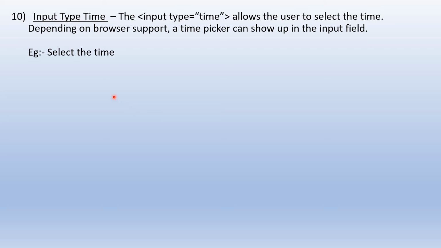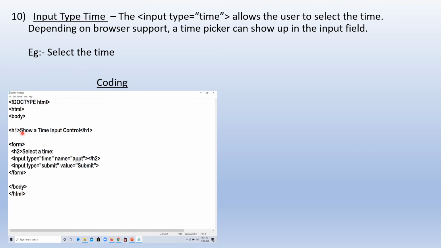Now let us see it with one example. Now we will write coding for selecting the time. Let us see how the coding is. So this is the coding for time input control. Here you are going to use a selected time, input type time, name appoint. It is just a name, whatever you can give here. Name can be anything. Then you have to submit that timing. Now how does the output look, see.